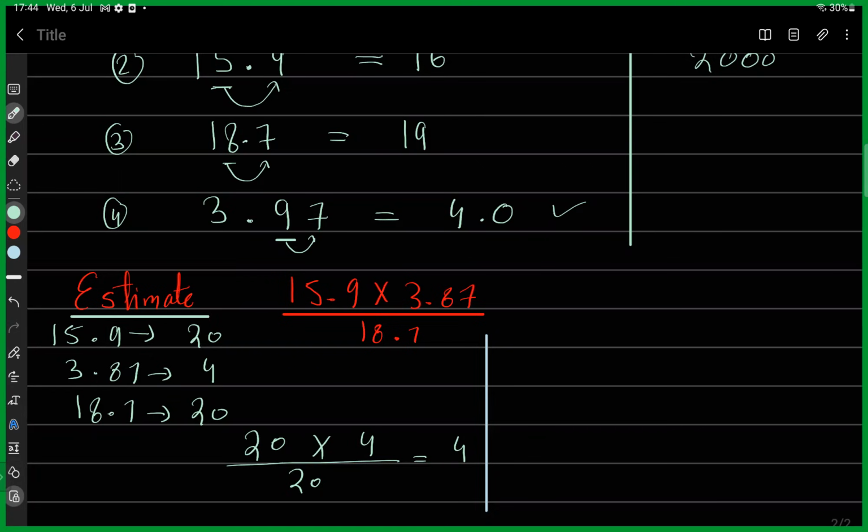This is also correct. If some student wants to be extra good, and if you want to get a more precise or more accurate answer, just round off the numbers according to your convenience. So 15.9 can also be rounded off to two significant figures. So one might say that 15.9 is approximately 16. Then 3.87 is approximately 4. And then 18.7 is approximately 19. But now when you do it, it would take good enough time, but the answer would be more precise.